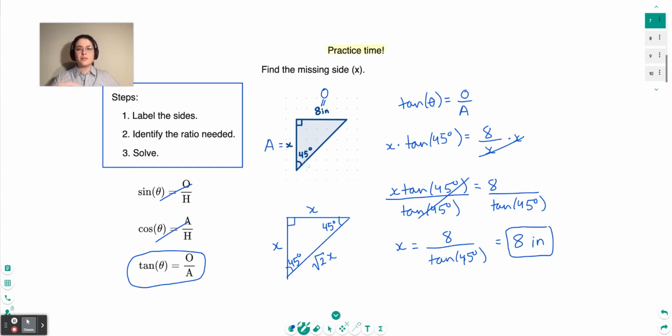So if we go back to our question, you don't even need to go through all the trig to conclude that x is going to be equal to 8 inches, because you know that both of the legs have to be equal to each other in length. So there's two ways to get to the answer. One is a lot shorter than the other one. And if the question is not asking you to solve in a specific way, like using trig, then you can just easily see that x is going to be equal to 8.